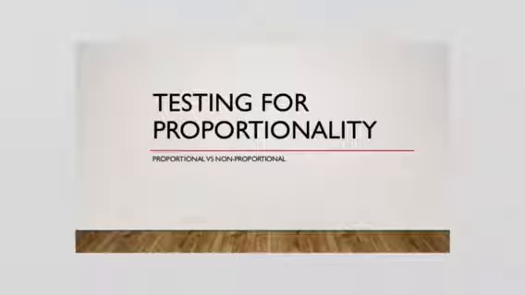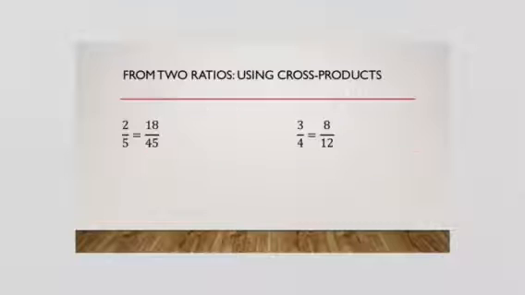Today we're going to look at how to test to see if two things are in a proportional relationship. One of the first ways we could test for proportionality is by using cross products. We're simply going to look at the diagonals and see if they're equal.